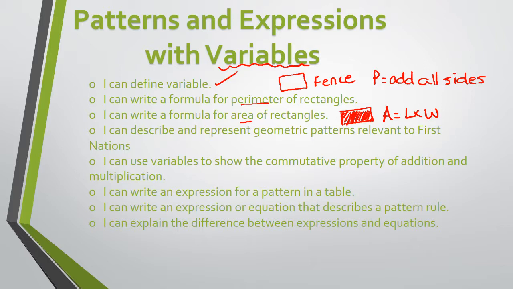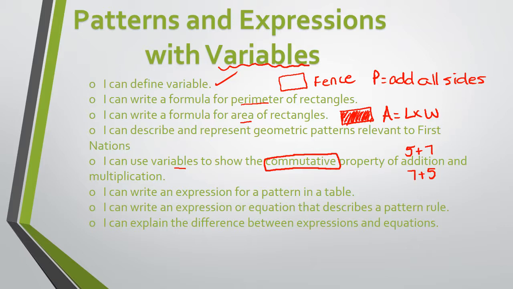Okay, little review there. Describing and representing geometric patterns, and that might be relevant to First Nations artwork. Using variables to show commutative property. Now this is just a fancy word that means it doesn't matter what order you put it in. Okay, so if I'm going to add 5 plus 7, it's exactly the same as 7 plus 5. It doesn't matter what order it is, and that works for adding and multiplying. That's what commutative property is.